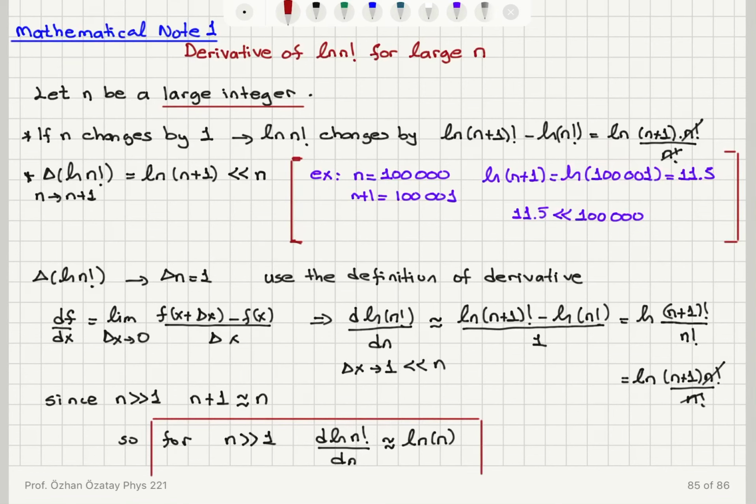I have found a quite good approximation for the derivative of natural logarithm of n factorial with respect to n for large values of n.